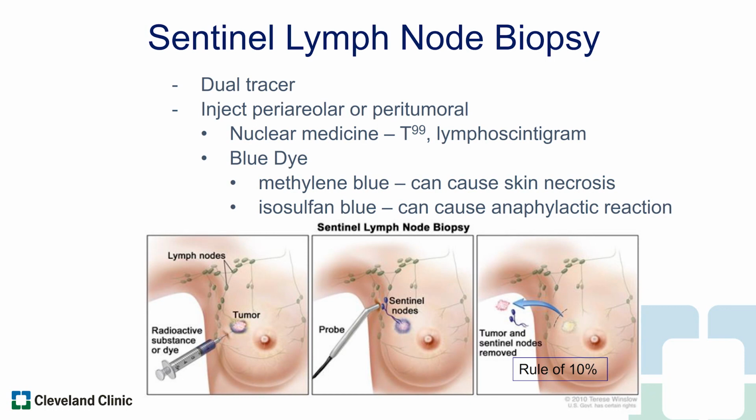And then at the time of surgery, you're going to inject a blue dye. The blue dye is either methylene blue or isosulfan blue. Both have risks associated with them, but both of them work just as well. Methylene blue can cause skin necrosis. Methylene blue is not good to use if you're performing a nipple-sparing mastectomy because it can cause nipple necrosis. Isosulfan blue can cause an anaphylactic reaction. So again, risks and benefits of both.